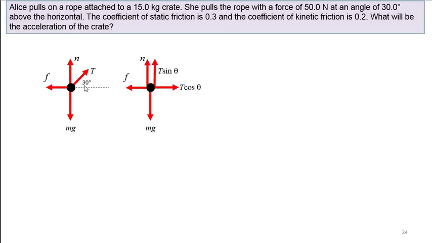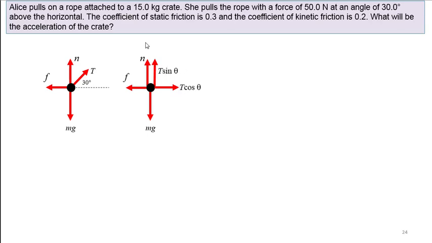There's my 30 degrees. What I'm going to do is redraw my free body diagram, except I'm going to break this vector into a vertical component equal to T sine theta and a horizontal component equal to T cosine theta. Going from this vector to these components is not new. This is what we've been doing for weeks and weeks. So don't let all the stuff with inclined planes confuse you and make you think that you don't know how to take a vector and break it into x and y components.